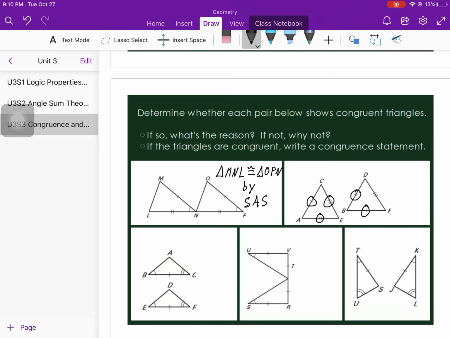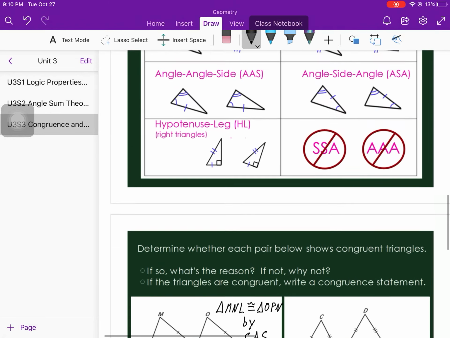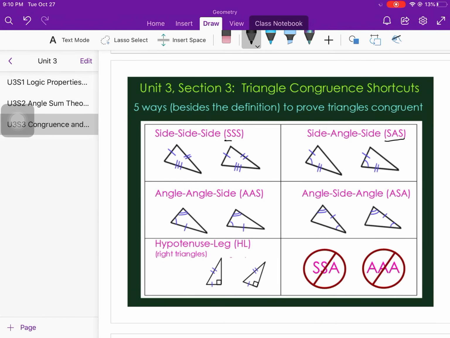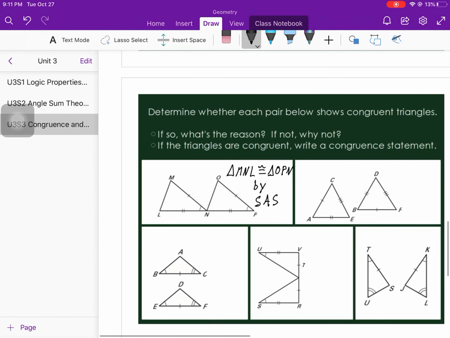So we have 1 tick mark, 2, 2, 3, and 3. So these are all referring to sides, even though we don't know anything about the angles. Since we have that shortcut, this is the spaghetti one, we know that if you have 3 pairs of congruent corresponding sides, the SSS, this is a shortcut that can prove the triangles are congruent.